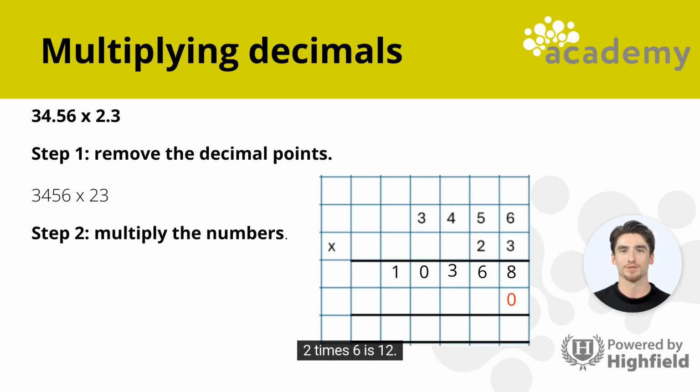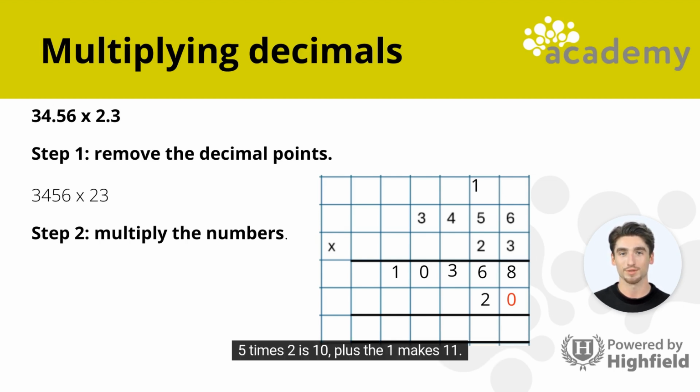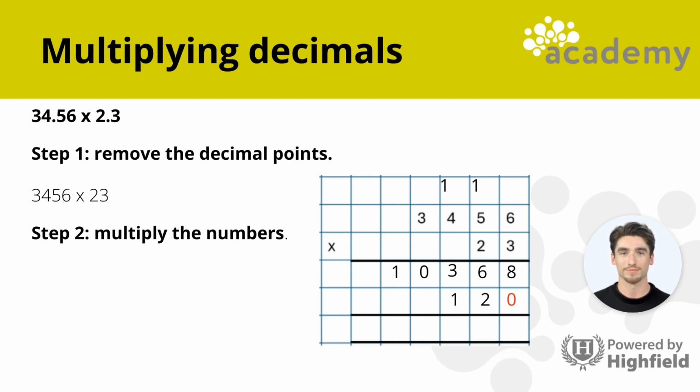2 times 6 is 12. Place the 2 in the answer box and exchange the 1 so it is above the 5. 5 times 2 is 10, plus the 1 makes 11. Place the 1 in the answer box and exchange the other 1 so it is above the 4. 4 times 2 is 8, plus the 1 makes 9. Finally, 3 times 2 is 6.